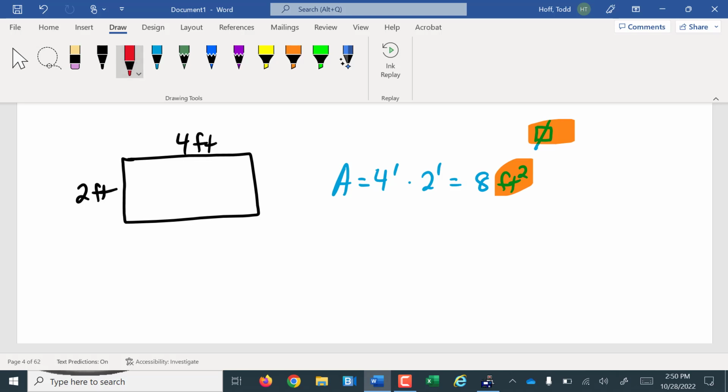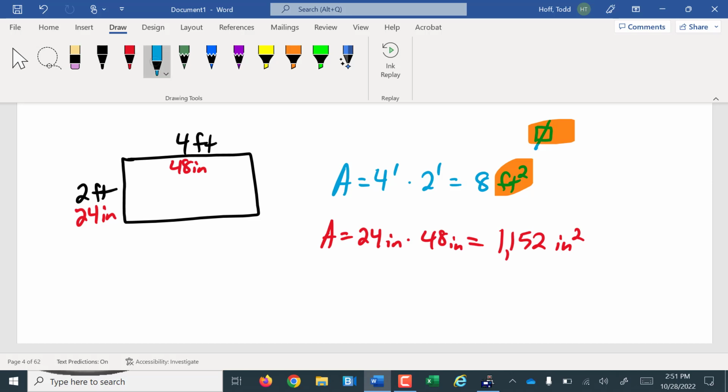Well, let's convert this though to inches. 2 feet is how many inches? Careful. 24 inches. 4 feet would be 48 inches. Well, if I find the area in inches, 24 inches times 48 inches, that is 1,152 square inches.